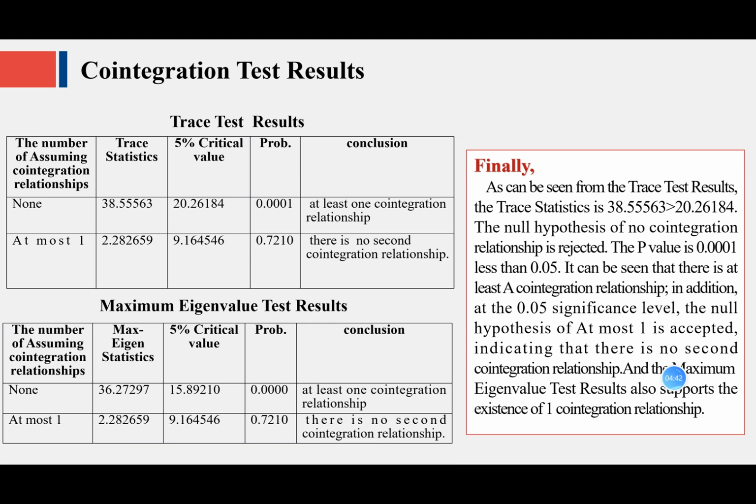In addition, at the 0.05 significance level, the null hypothesis of at most one is accepted, indicating that there is no second cointegration relationship. As can be seen from the maximum eigenvalue test results, it also supports the existence of one cointegration relationship.